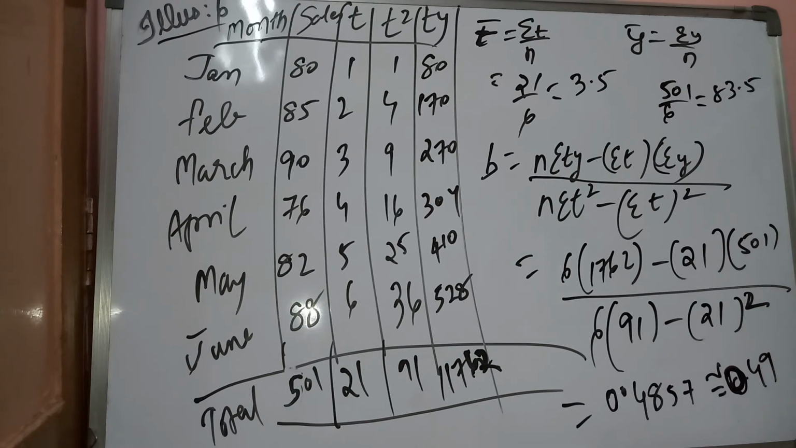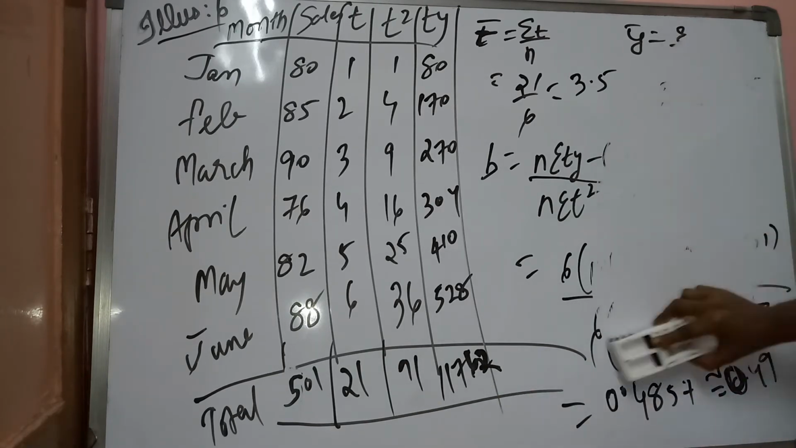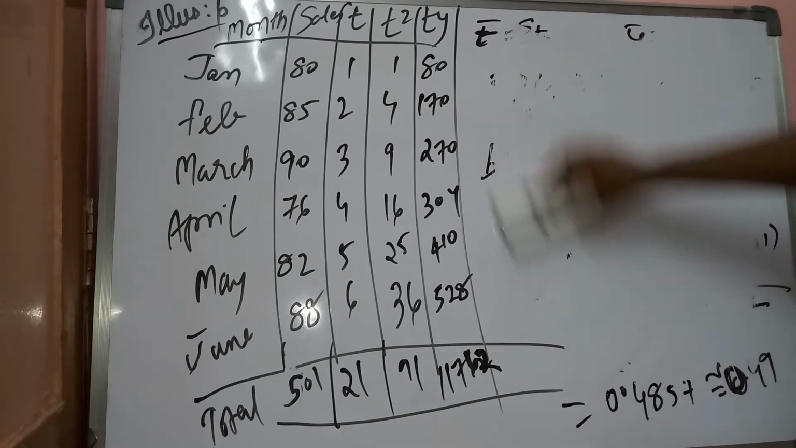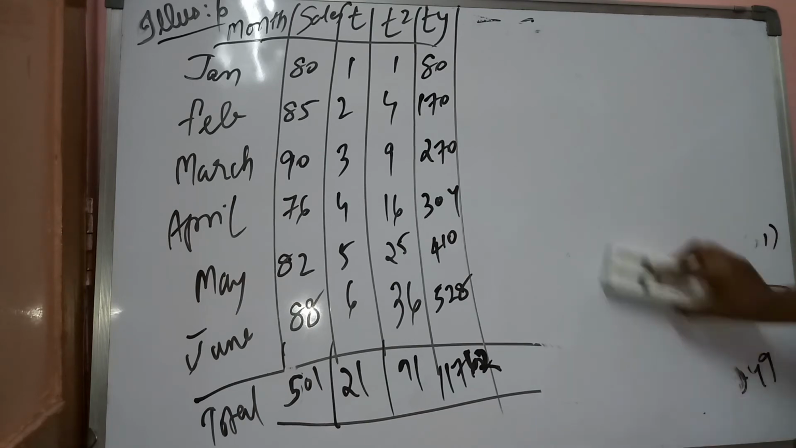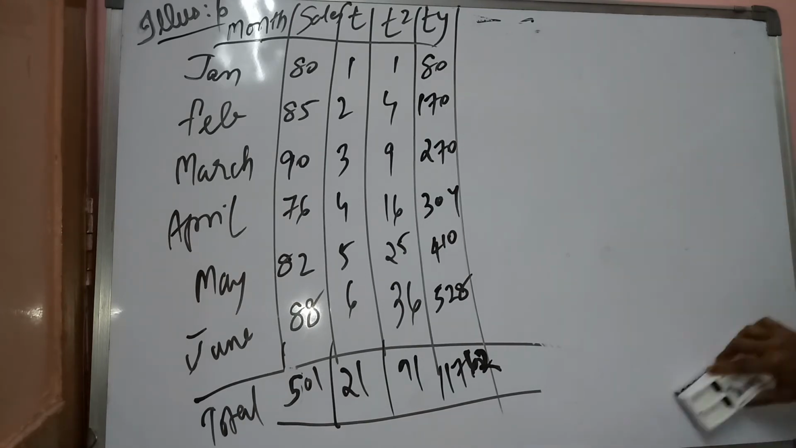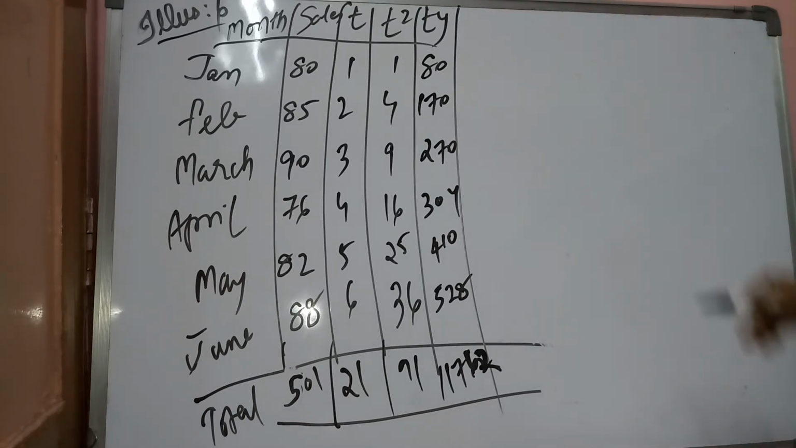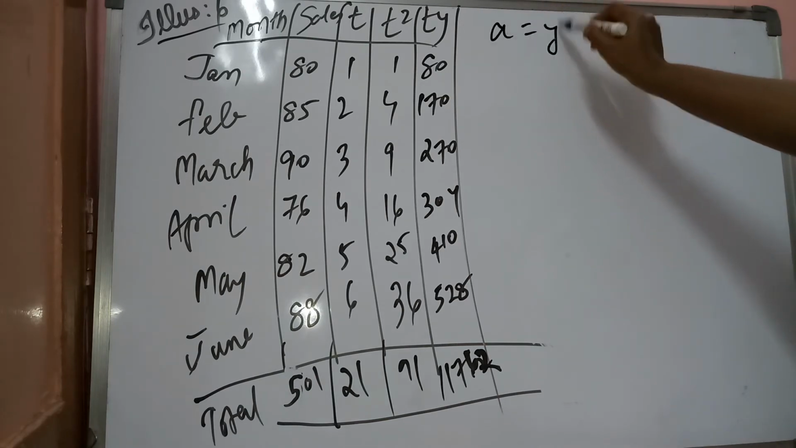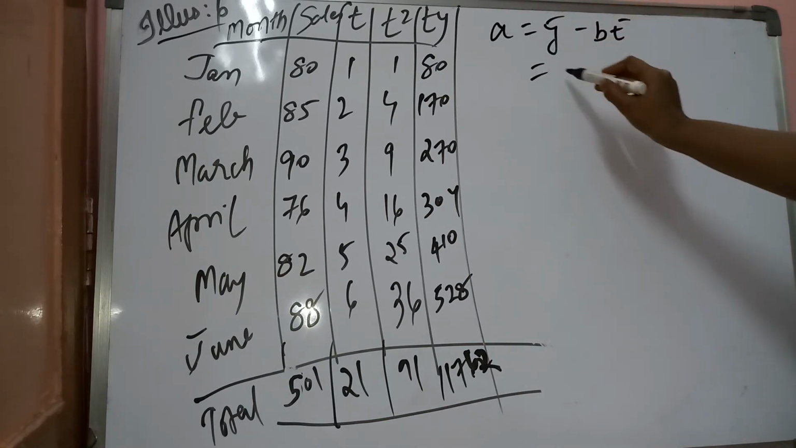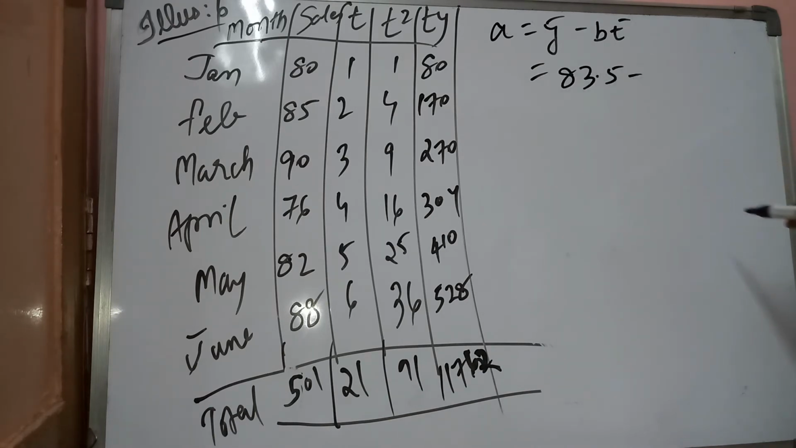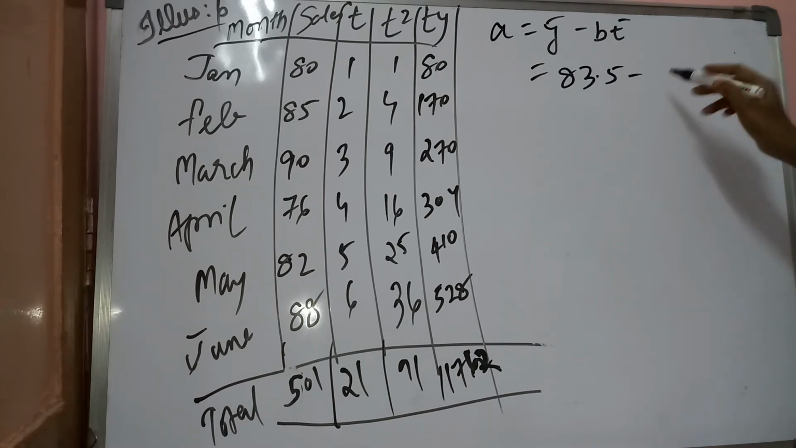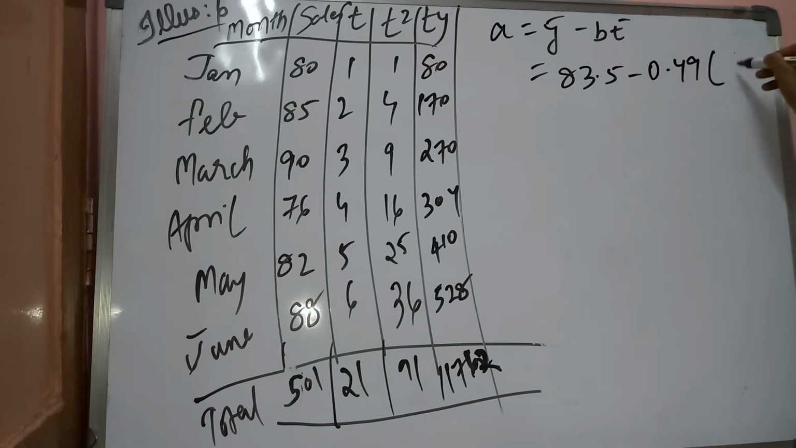Clear with this? Then you have to find out your A. So again the formula of A is equal to Y bar minus B T bar. Not X bar you have to take, because this is a time series chapter. You have to take T bar. So write it: A is equal to Y bar minus B T bar. Y bar was what? Recall it: 83.5 minus B was your 0.49 and T bar was 3.5.